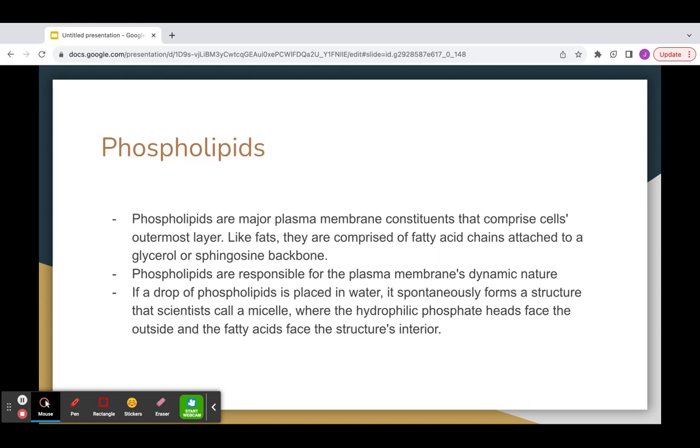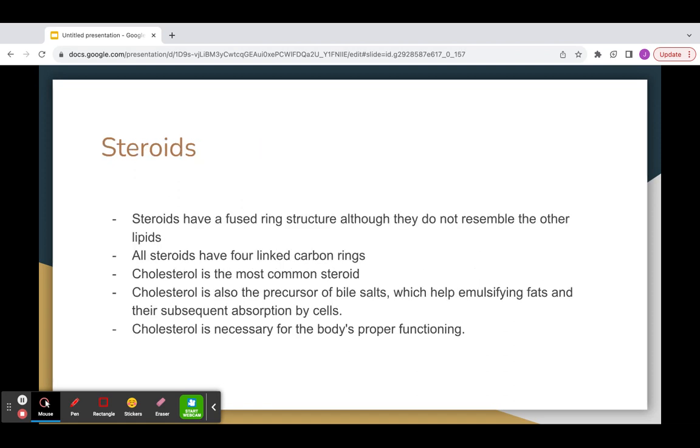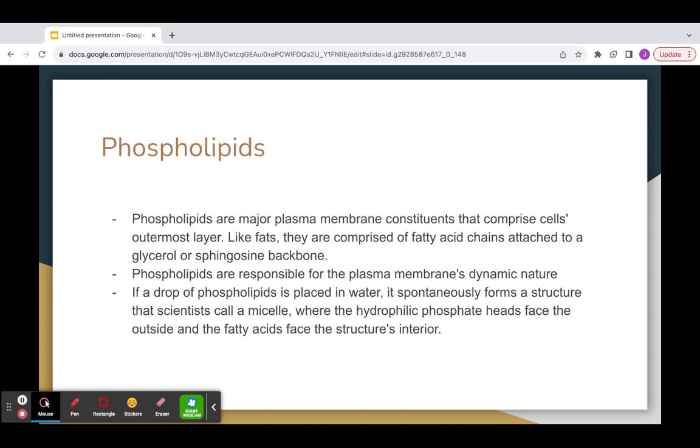Phospholipids are major plasma membrane constituents that comprise cells' outermost layer. Like fats, they are comprised of fatty acid chains attached to a glycerol or a sphingosine backbone. Phospholipids are responsible for the plasma membrane's dynamic nature. If a drop of phospholipids is placed in water, it spontaneously forms a structure that scientists call a micelle, where the hydrophilic phosphate heads face the outside and the fatty acids face the structure's interior.